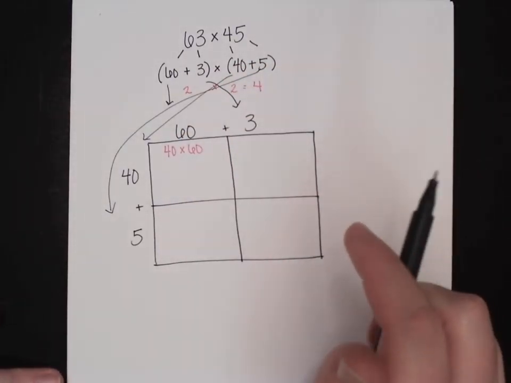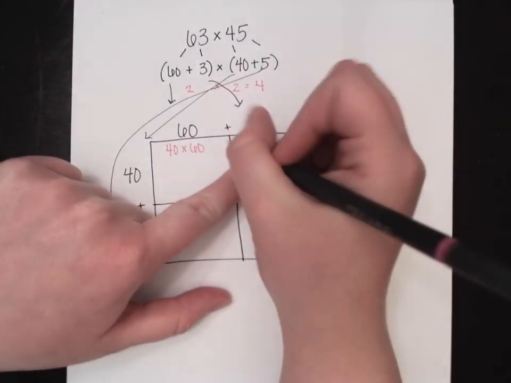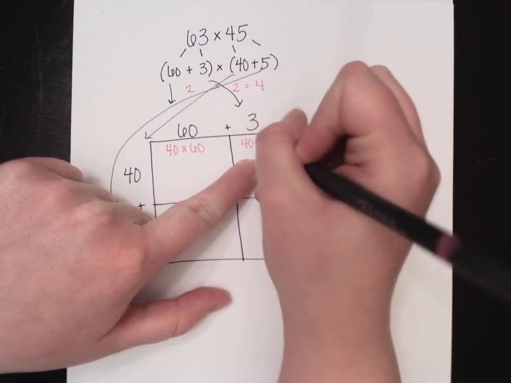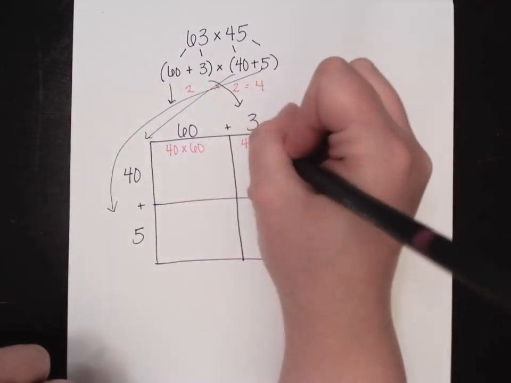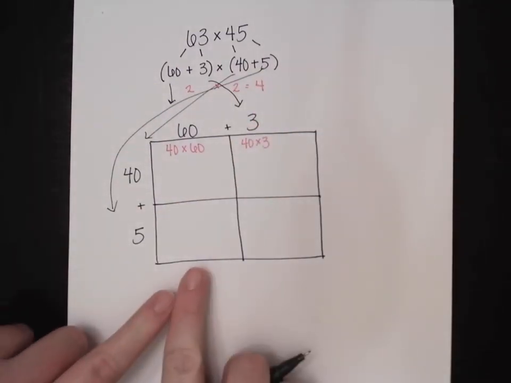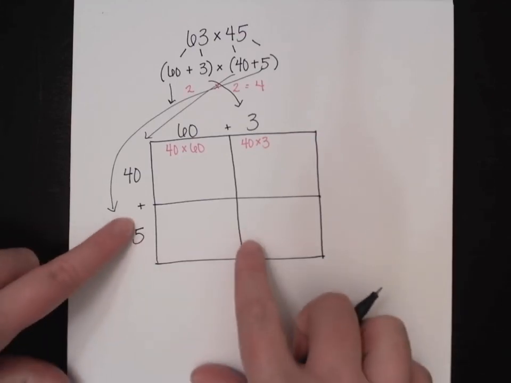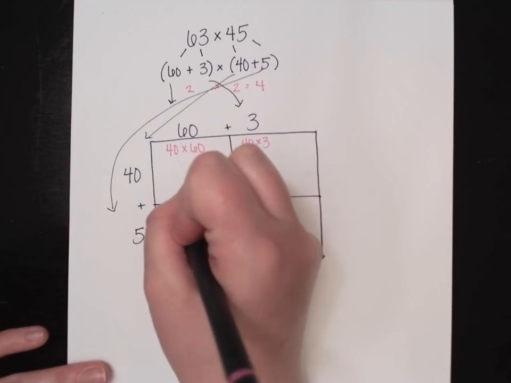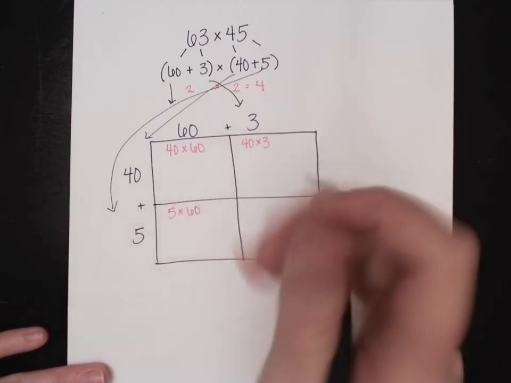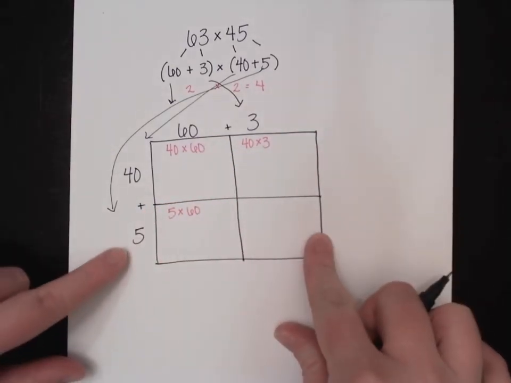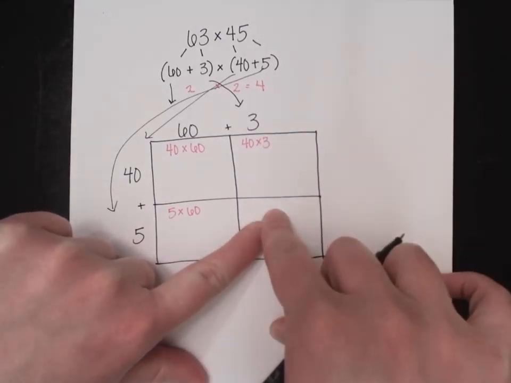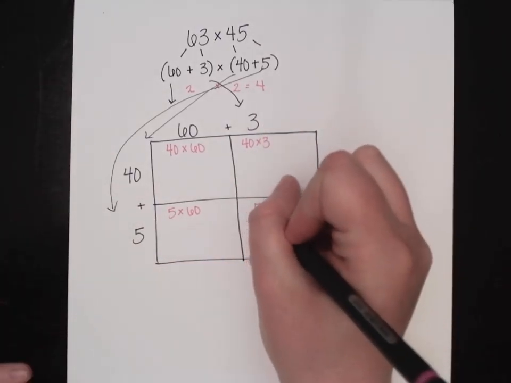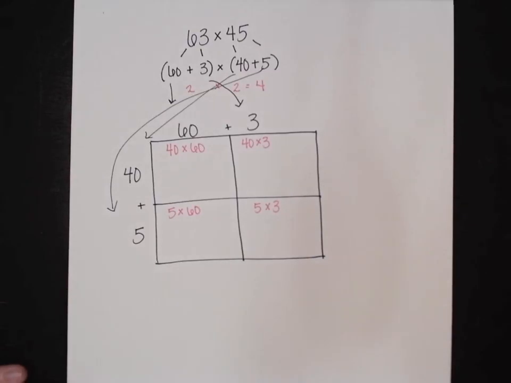For the second box on the top, I'm doing 40 times 3. Now down at the bottom, on the bottom left, you're doing 5 times 60. And on the bottom right, you're doing 5 times 3. Now that I have all 4 boxes set up, I can go ahead and solve.